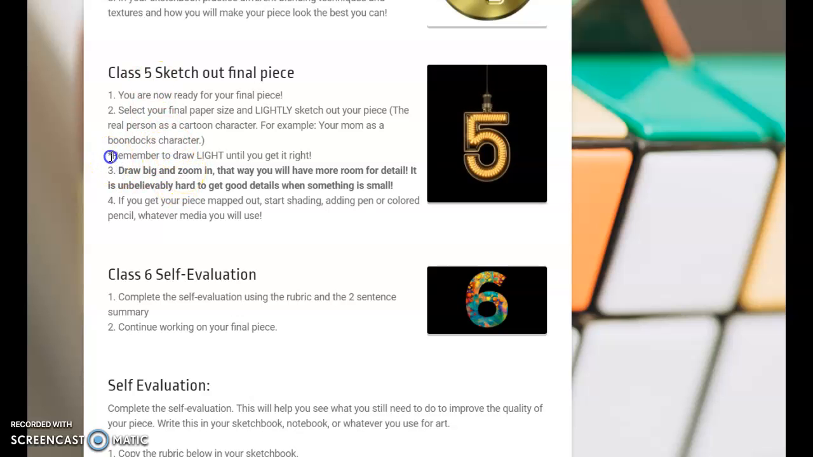Today you're going to work on making sure you draw light until you get it right. It's so important to do that so that you can have everything looking really good and not see eraser marks on your final piece. All right, so that's class 5. Work on getting that done. All right, so I'm going to stop here.